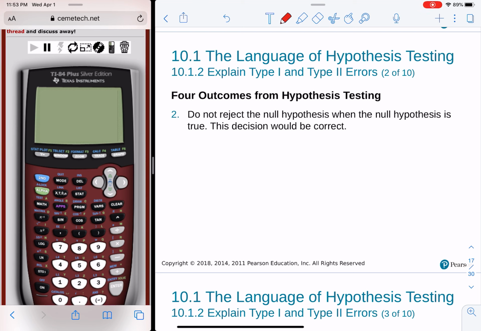Another case here. So this is the claim made by the quality control manager.